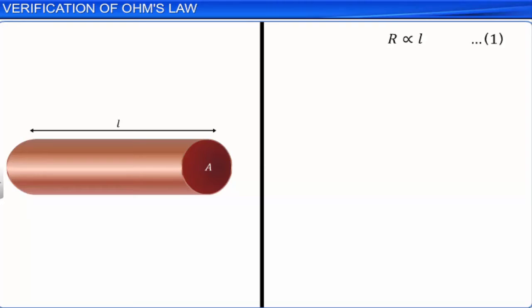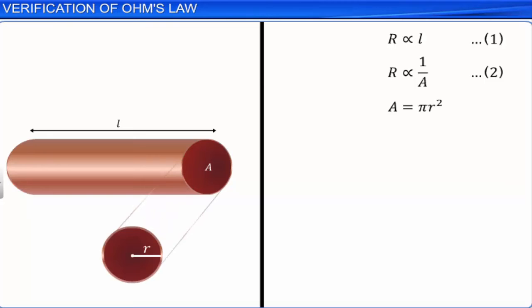Let this be equation 1. The resistance of a thick wire is less than that of a thin wire. The resistance of a conductor is inversely proportional to its cross-sectional area, A. Let this be equation 2. For a conductor of circular cross-section, the area of cross-section is equal to pi r square, where r is its radius. Hence, we can also write that the resistance of the conductor is inversely proportional to the square of its radius of cross-section.